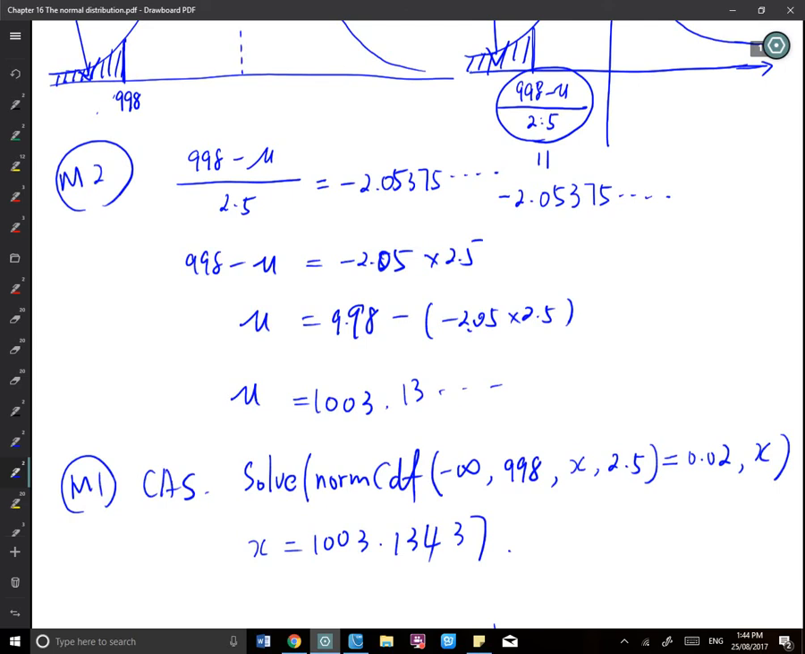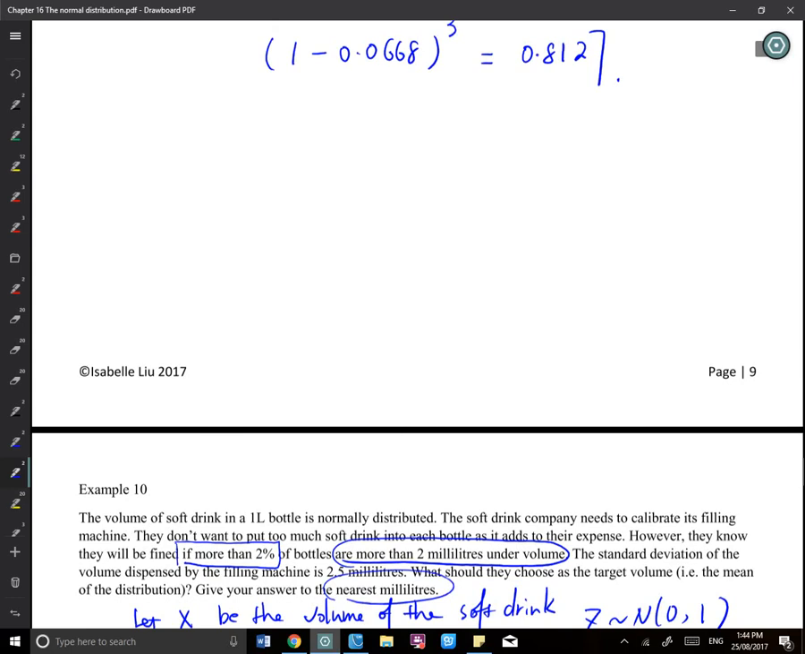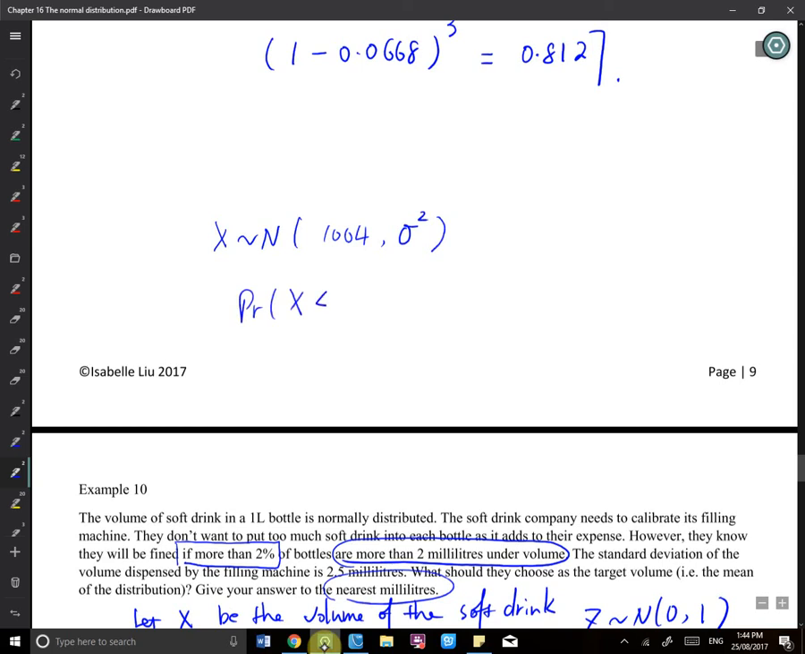Let's assume we change the question a little bit. We don't know the standard deviation, but we know the mu, and exactly the same condition applies. So x is normally distributed with mu is 1004 and standard deviation unknown. I still want the probability x less than 998 to equal 0.02, and we're looking for the standard deviation.